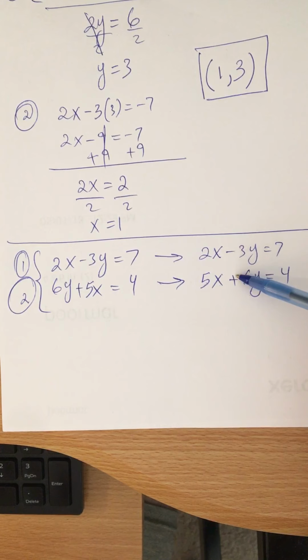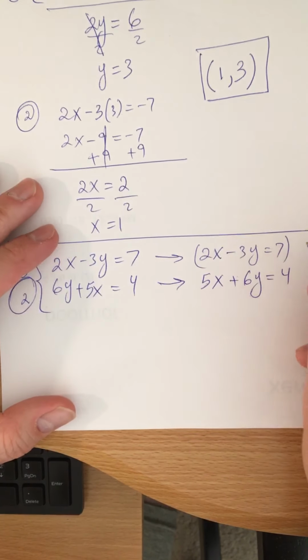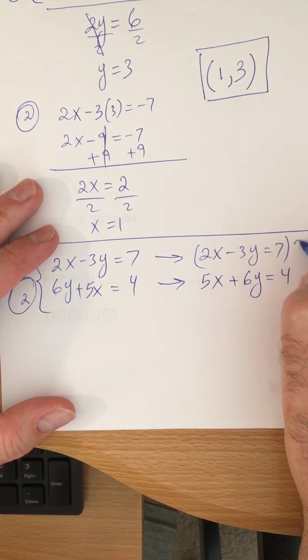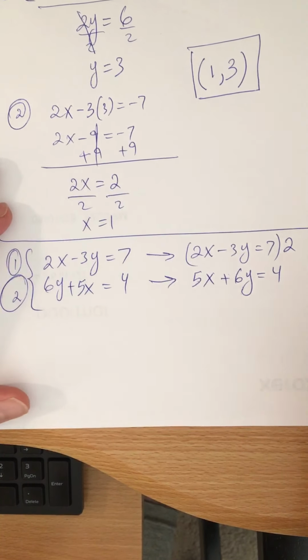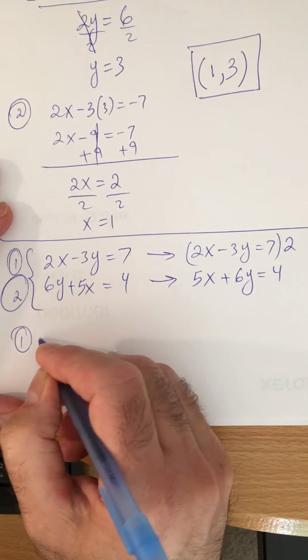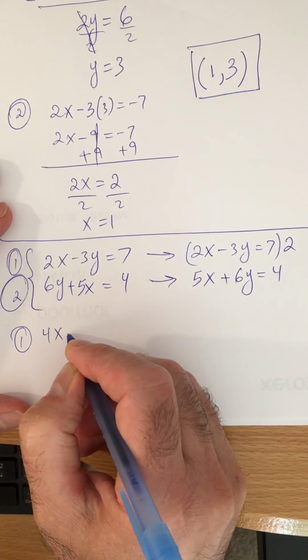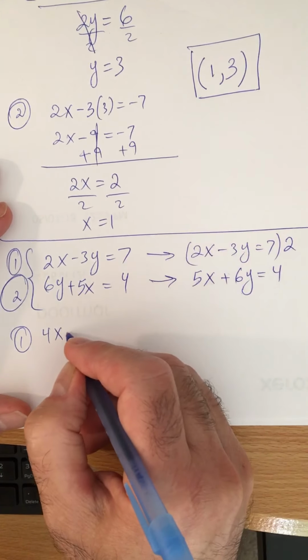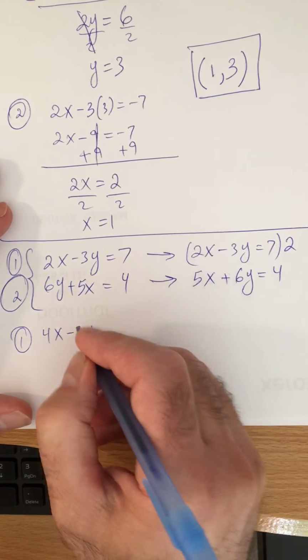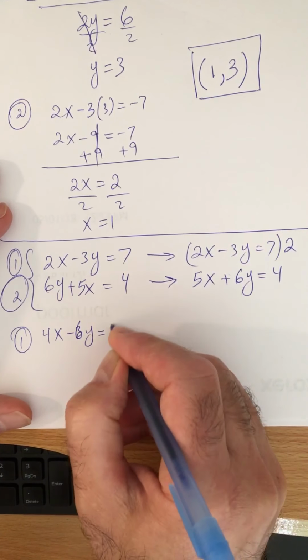But if you look at the y's, look at the coefficients, the signs are already opposite of each other. So that makes it a little bit easier. And if you just multiply the 3 by 2, you get negative 6y here, which is opposite of positive 6y. So I'm going to multiply the first equation by 2. So first equation becomes 4x minus, oh, I'm sorry, minus 6y equals 14.